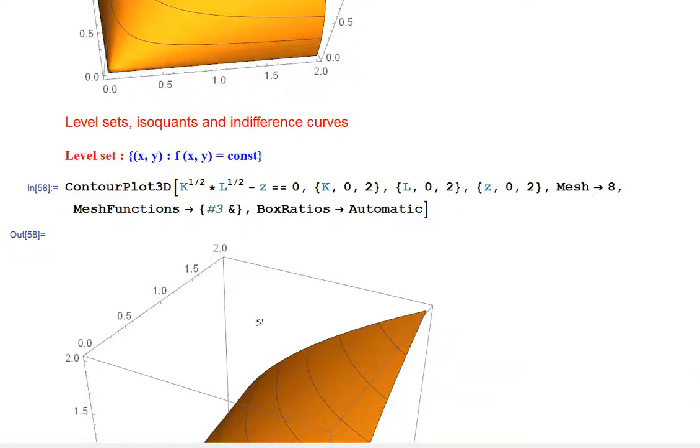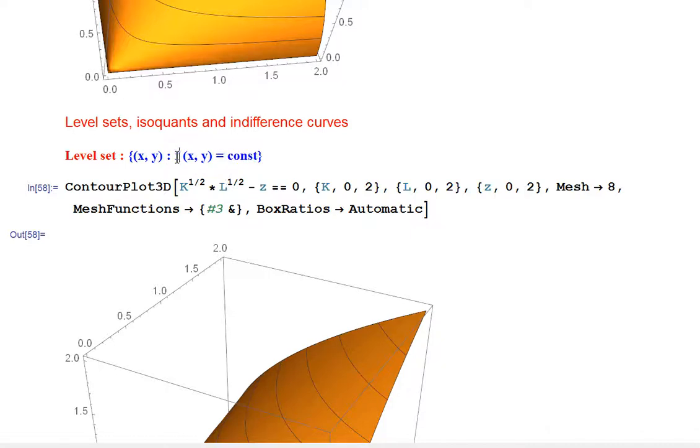Hello. Here we discuss what is called level sets and their relationship to isoquants and indifference curves. The definition of a level set is right here. We take a function of two arguments, f(x, y), and we fix its value at some constant. Then we obtain some relationship between x and y, and this relationship is called a level set.